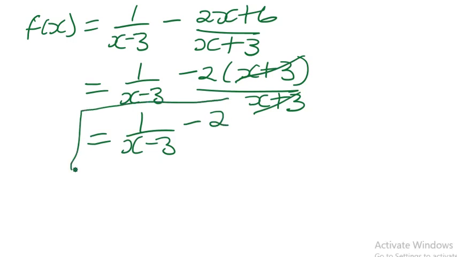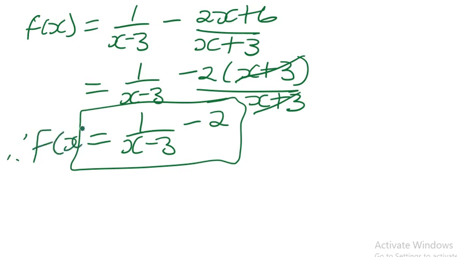So this is the function that we are left with. We are done answering the question. The question wanted us to show that we can find 1 over x minus 3 minus 2. All right, let's move on to the next question.